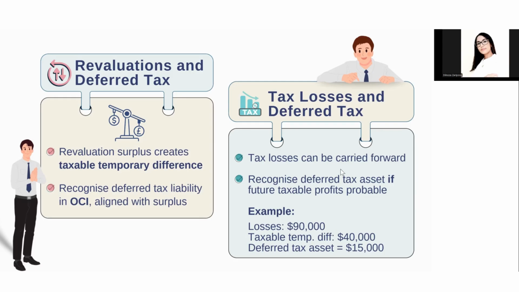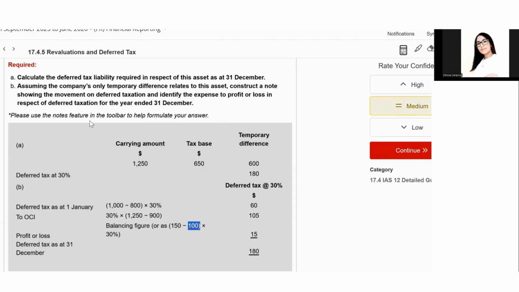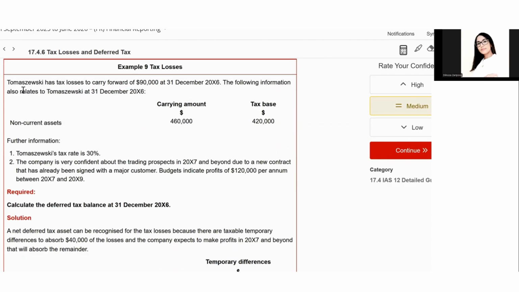So if we know and we have an estimation that we're gonna have in the future the taxable profits, then we need to recognize our deferred tax asset. If no, then we should not recognize deferred tax assets at all. Okay? So what does it mean? Tomaszewski has tax losses to carry forward 90,000. So it has tax loss and it is going to carry forward it, right? In the future, to recover it in the future. And the following information relates to the company, right?